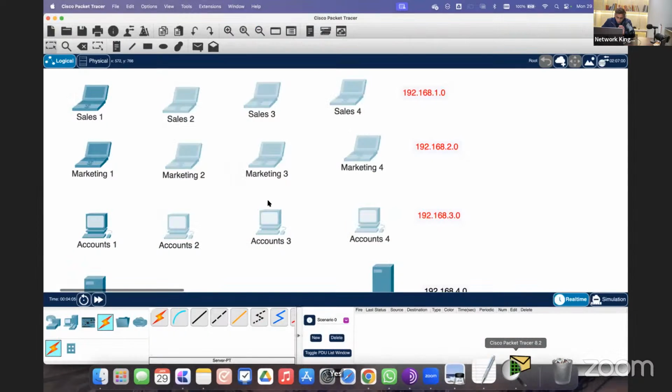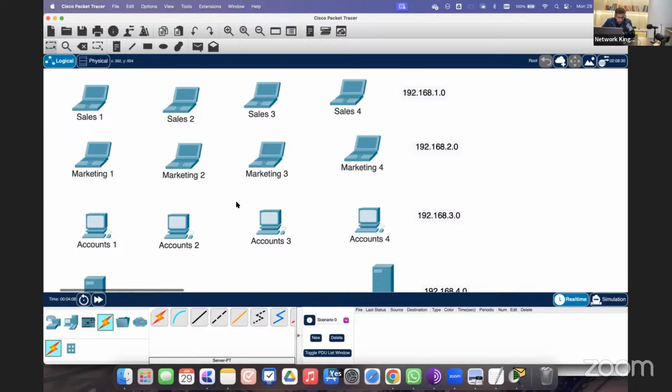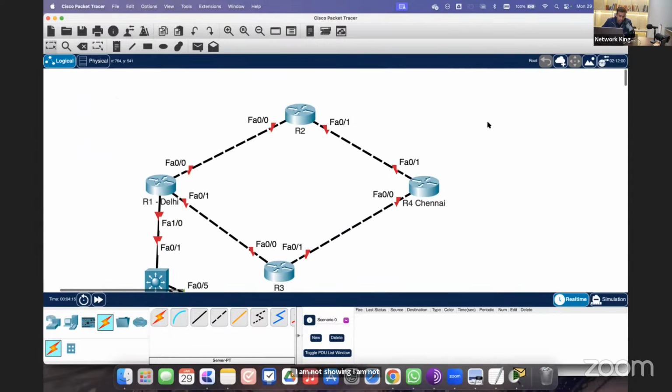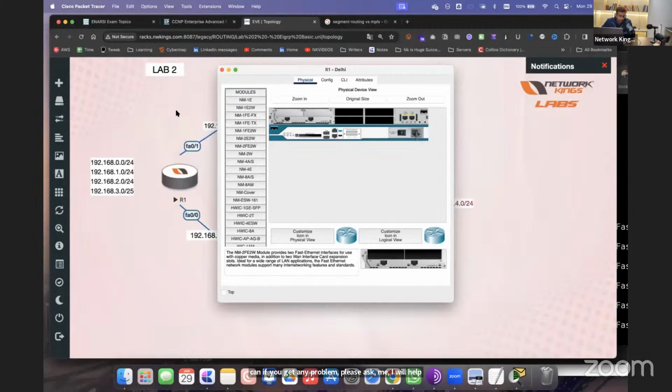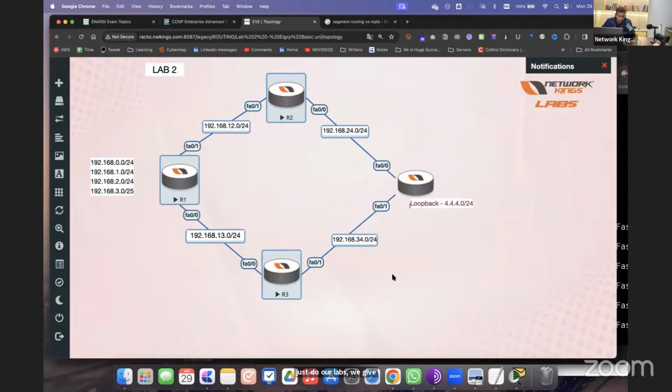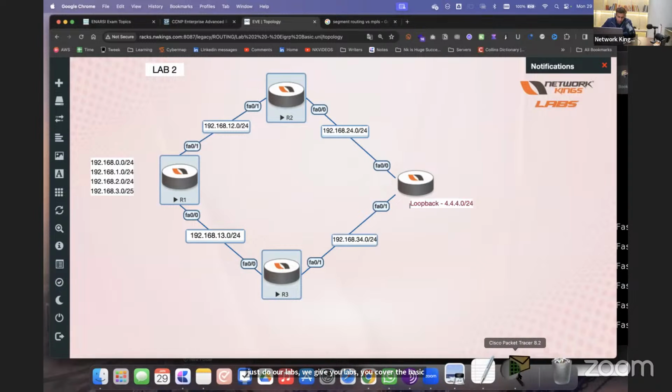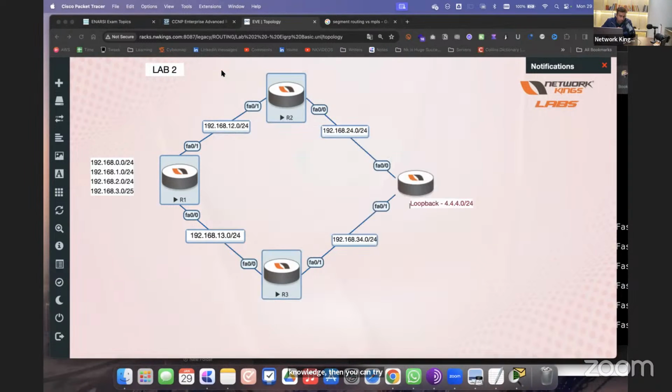If you already have VLAN knowledge, please go and create it. I'm not telling you to stop your knowledge. If you have EIGRP knowledge, we can configure on multi-layer switch also. If you get any problem, please ask me, I'll help you. But try to build your own labs also. I'm not saying just do our labs. We give you labs, you cover the basic knowledge, then you can try your labs also. Then only you will learn and troubleshoot the things properly.